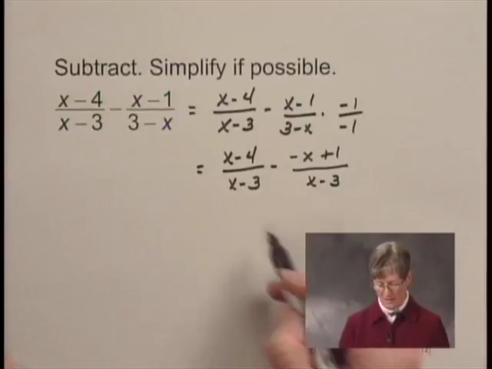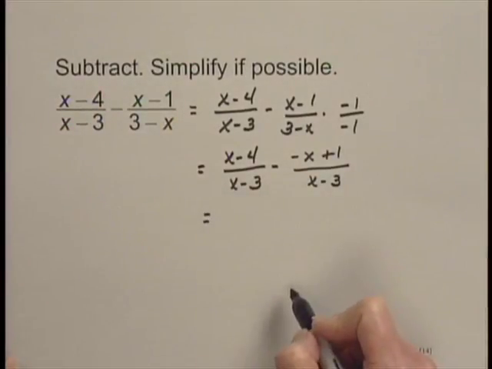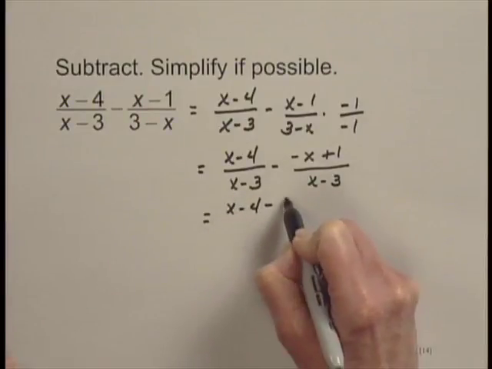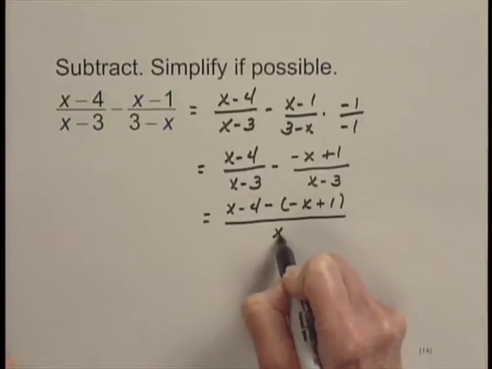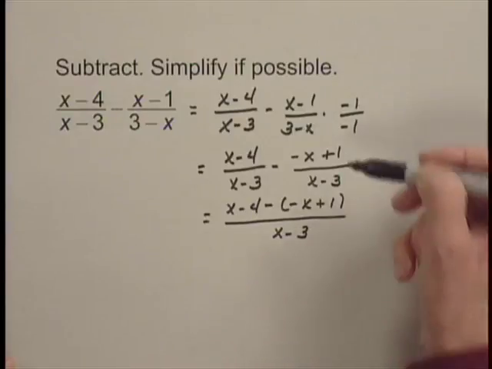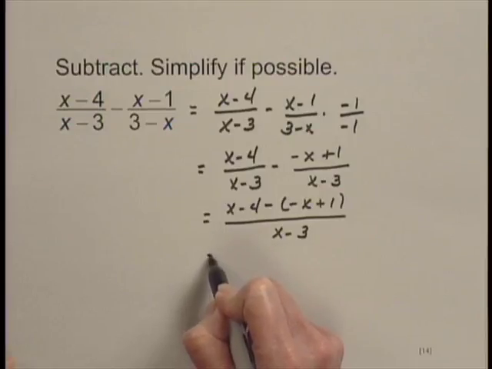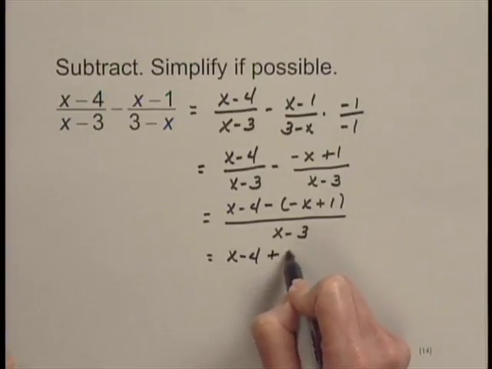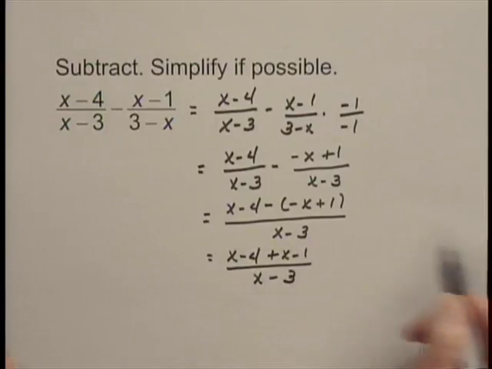And now I've got the same denominator, so I just subtract the numerators and write that difference over the common denominator. So I have (x - 4) minus (negative x + 1) over x - 3. And be sure that you use parentheses here so that you're subtracting this entire numerator from this one. This gives us x - 4, and removing the parentheses, I have plus x - 1, and that's over x - 3.